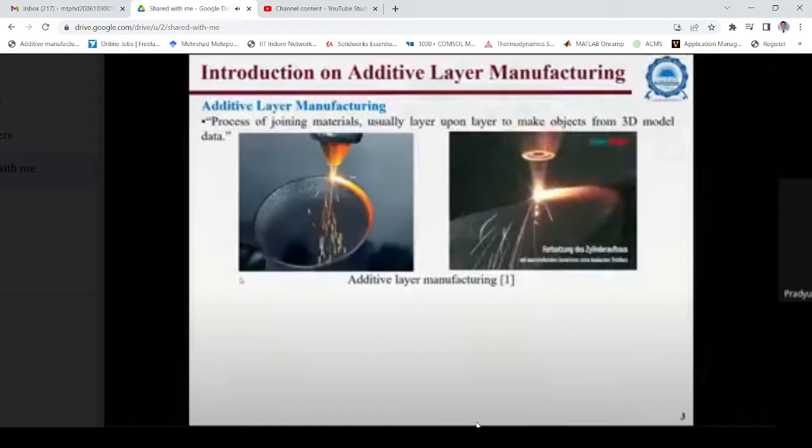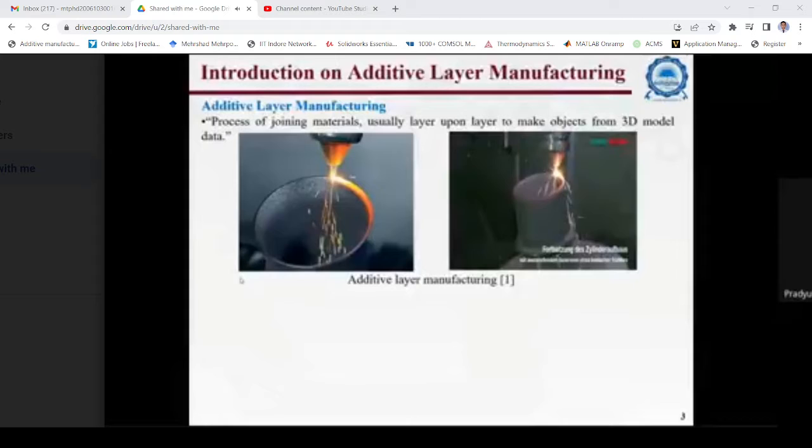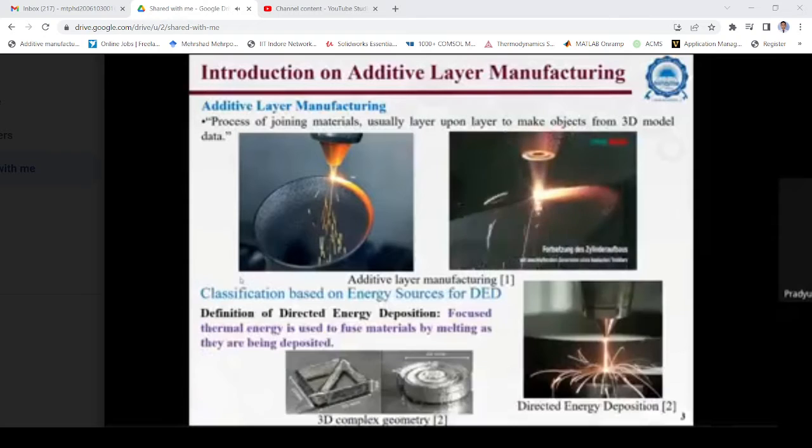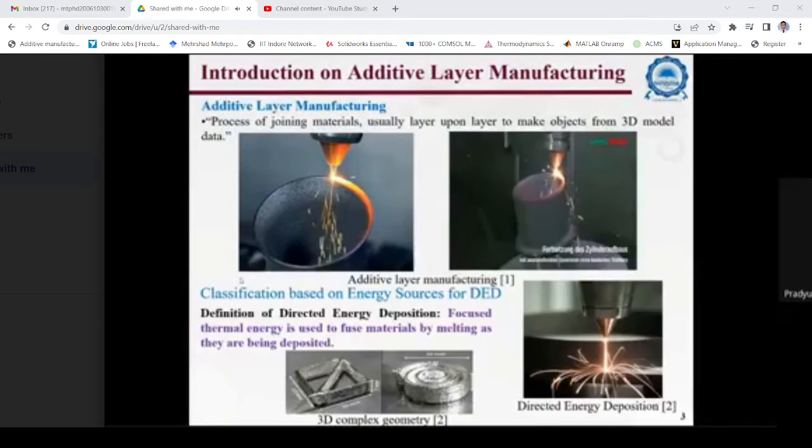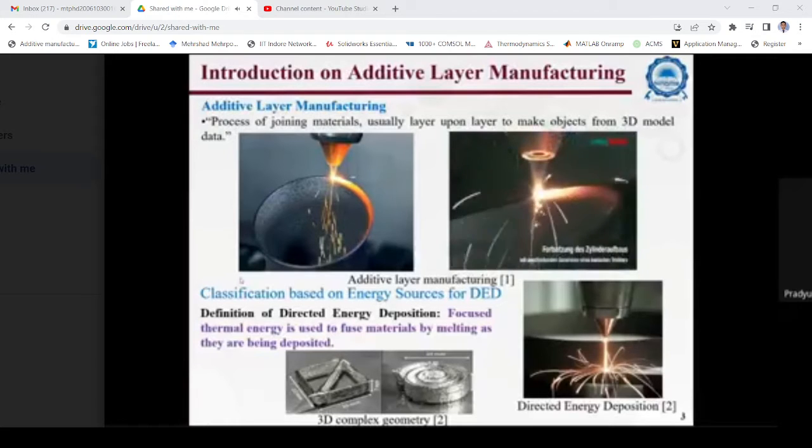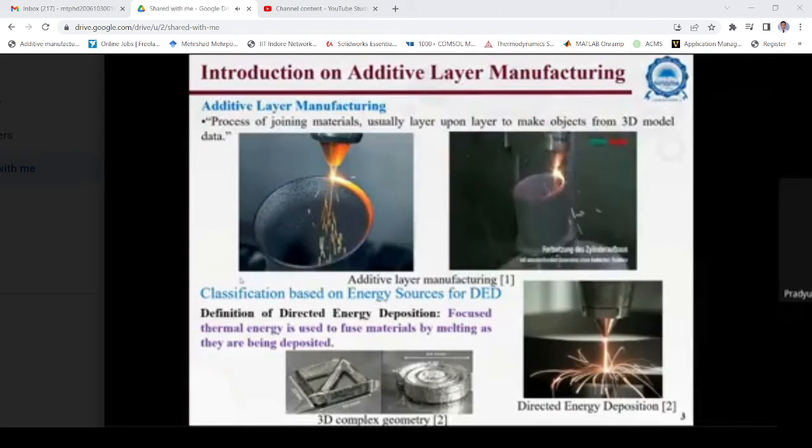This unique feature allows production of a complex or customized part directly from the design of a CAD model without the use of expensive tooling. Next, classification based on energy sources for direct energy deposition. In this process, focused thermal energy is used to fuse the material by melting as it is being deposited. Direct energy deposition can be used to fabricate parts made of metals, alloys, polymers, ceramics, and composites.